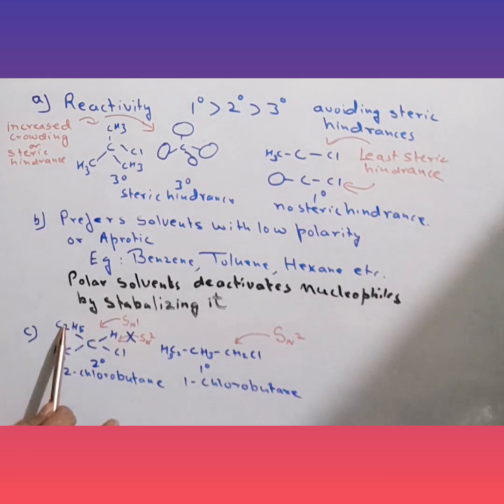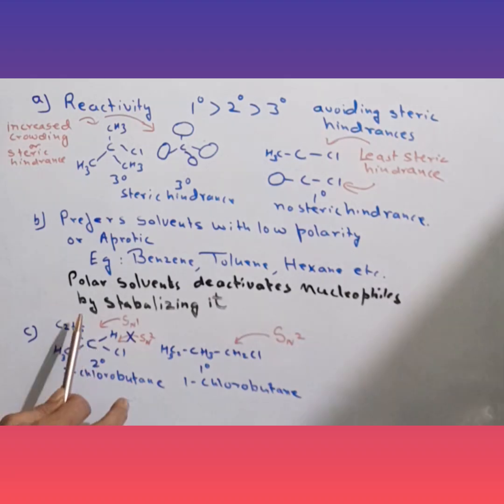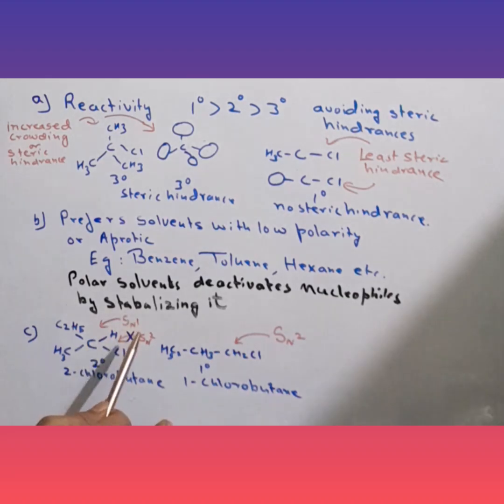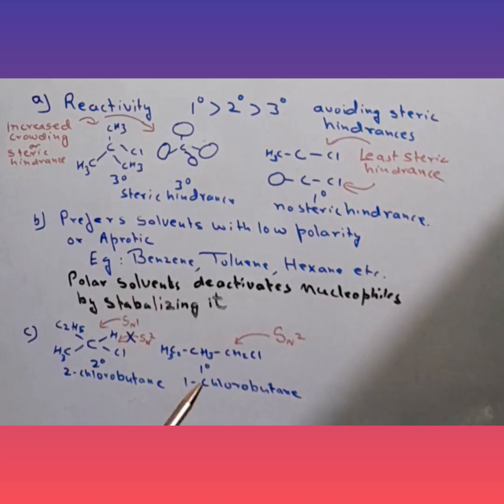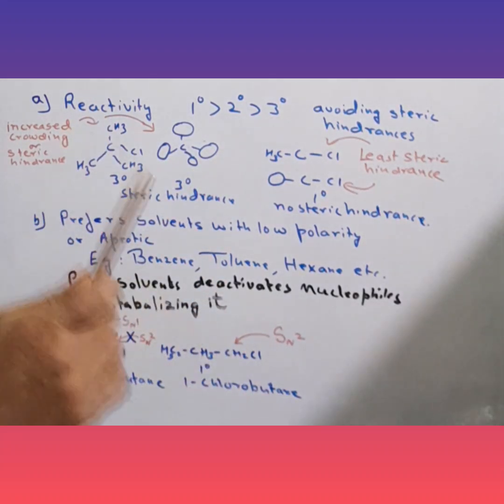As this Cl goes, this C2H5 and this CH3 would stabilize the C+. C2H5 and CH3 are electron donating groups. So when Cl leaves, it would be a stable C+, and SN1 is preferred, whereas SN2 is not preferred because of steric hindrance. So the electronic factor and steric factor decide whether the reaction would follow the SN1 or SN2 mechanism. Alright, study well.